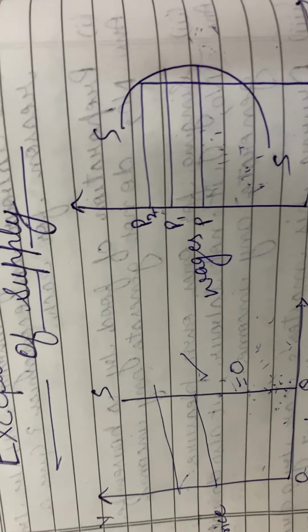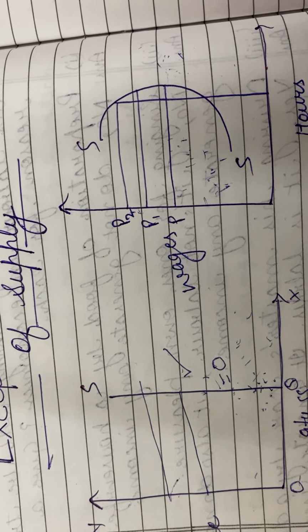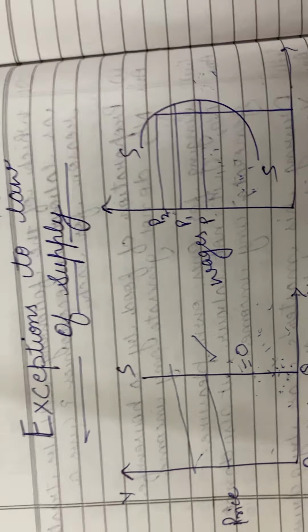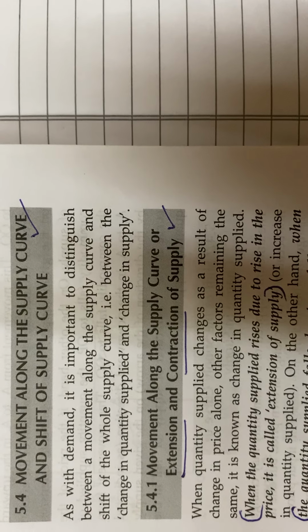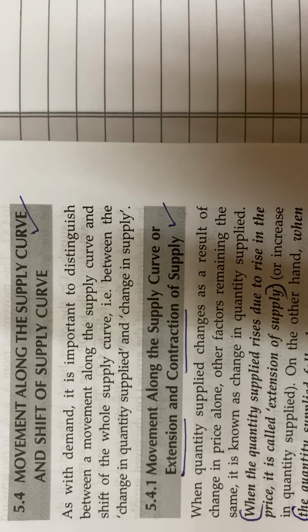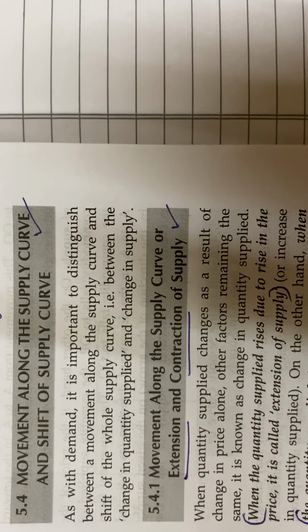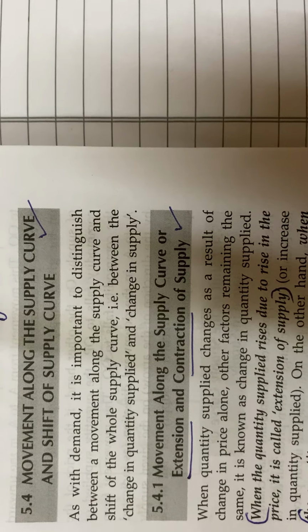Now let's switch on to the next concept, and children, the next concept is movement along the supply curve and shift in the supply curve. So this is the next topic, movement along the supply curve and shift of supply curve. Just listening to these two terms, you could have recalled movement along the demand curve and shift of demand curve. Almost they are the same with a simple difference. Now let's start with movement along the supply curve.